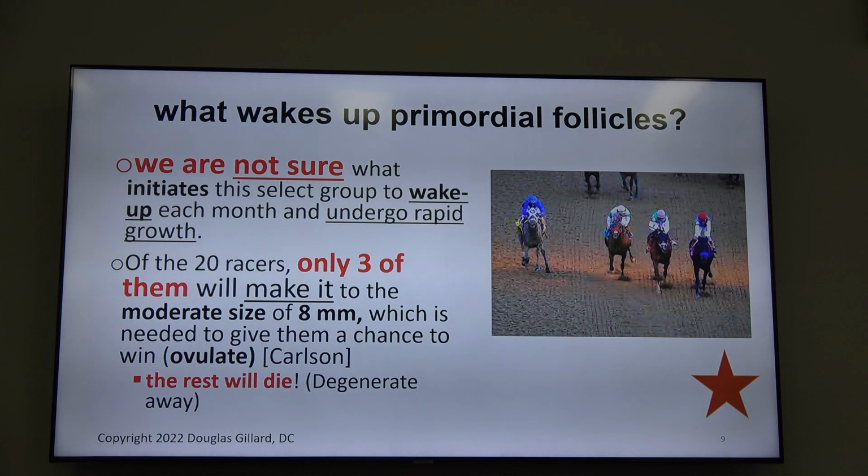And out of these 20 racers that start the race, only 3 of them get fairly large. They get to 8 millimeters in size. So it's kind of like coming down the home stretch. There's 3 of these primordial follicles that get a chance to ovulate. The rest are going to kind of fade out and die away, as we'll see here.